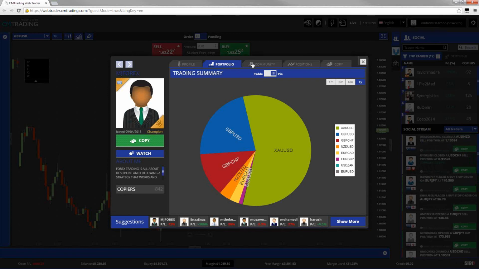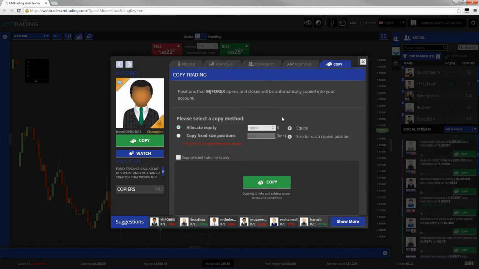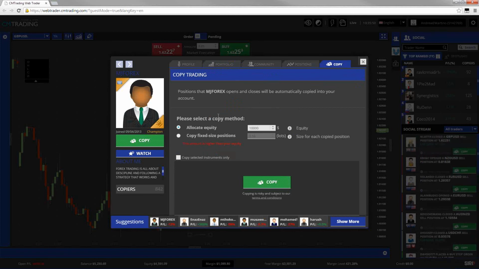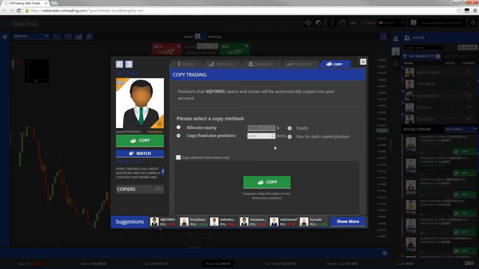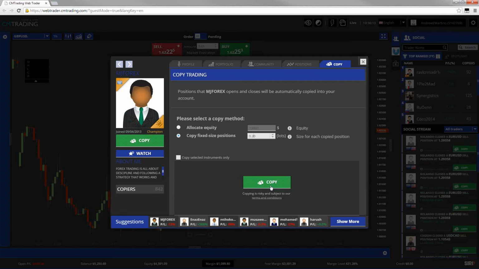Okay, so just moving on to again the copy tab. As you can see here, if we wanted to copy MJ Forex, we would either allocate by dollar, or we would allocate by copy fixed size positions. We can change that to whatever we want, half a lot, or if we wanted to open up one lot for each position, and then it would just be as simple as clicking on the copy button and we're copying him. It really is that easy.